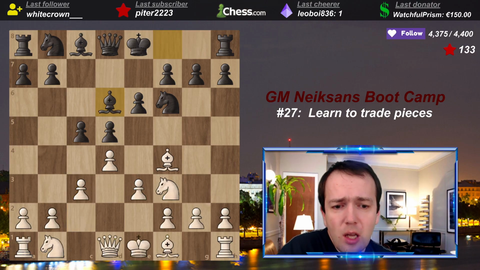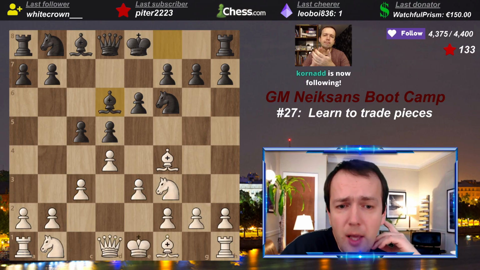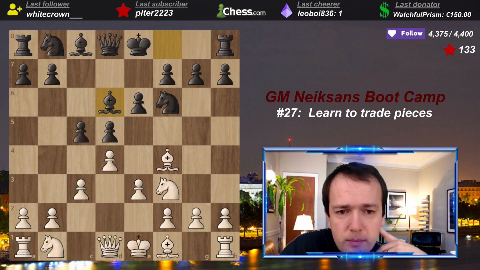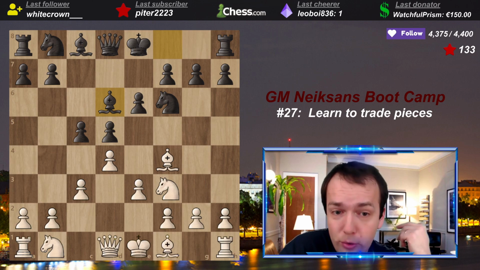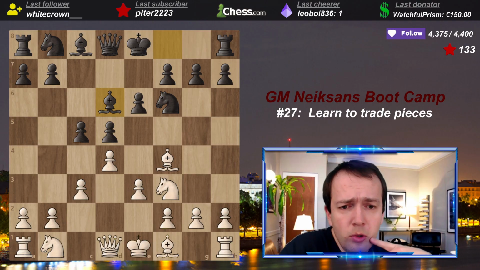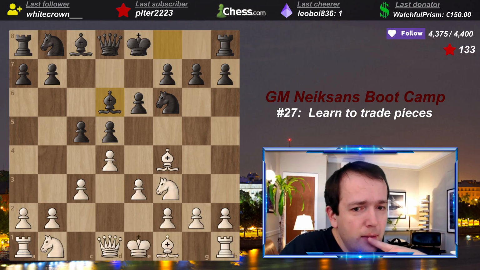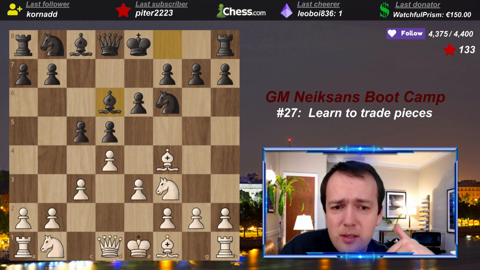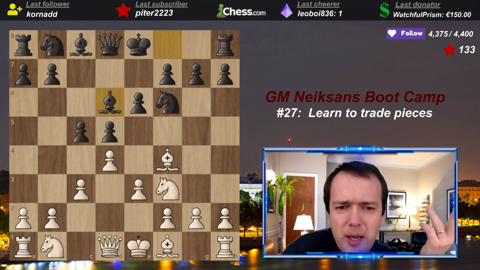So without the theoretical knowledge, without knowing anything, of course this is theory. Do you trade? Do you defend? Or do you retreat? Of course it doesn't hurt to have some opening knowledge here. You go to g3. Why? How do you make this decision? Is it bishop g3, bishop d6? How do you make this decision?